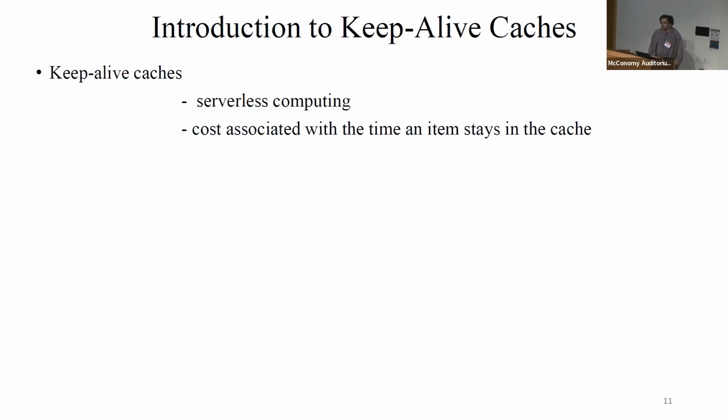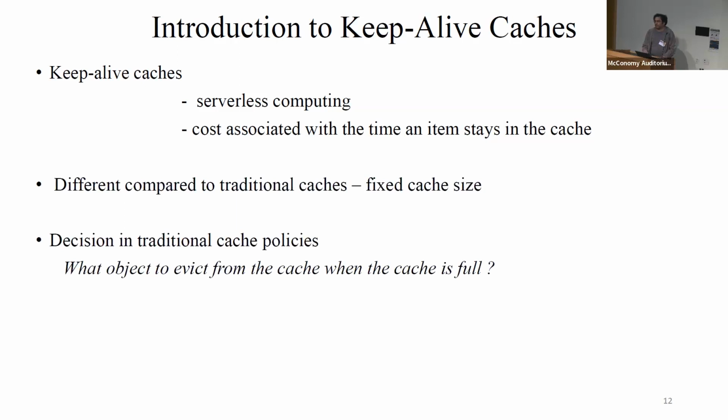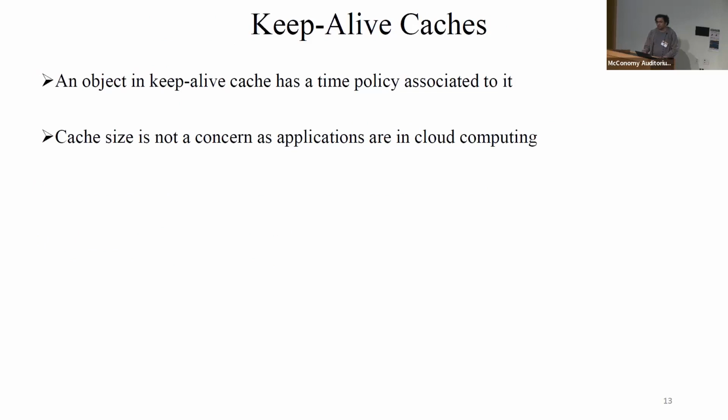So in Keep Alive caches, there is a cost associated with the time an object or an item stays in the cache. And these Keep Alive caches are mainly applicable to serverless computing. This is different from a traditional cache where the cache has a fixed cache size. And the main decision in traditional caches is what object do you want to evict when the cache is full. However, in Keep Alive caches, each object is associated with a time policy, and the cache size is not a concern because the applications are in cloud computing.